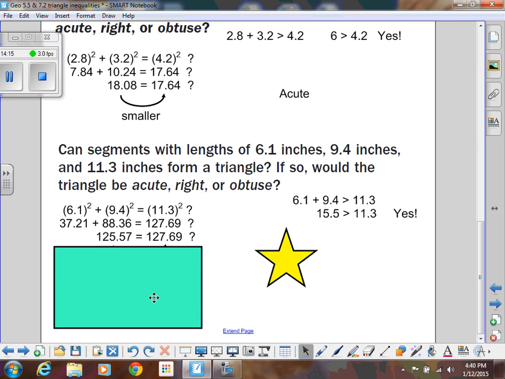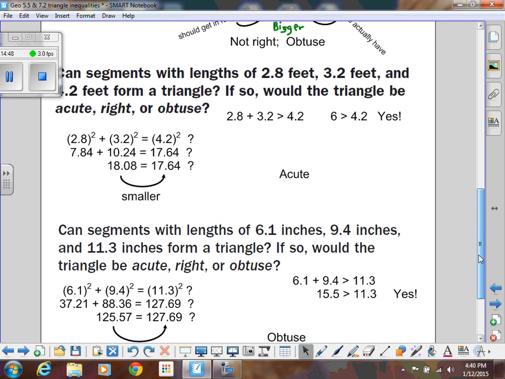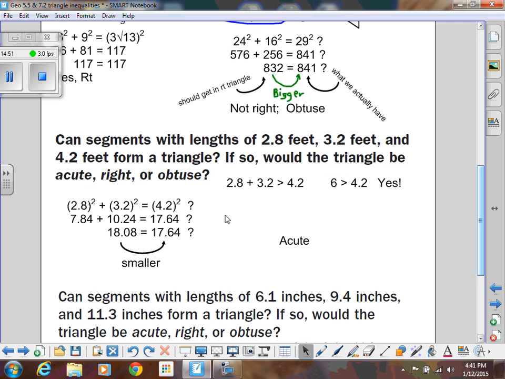And then here's what I get. I get very close. I get 125.57 is what it would be if it was a right triangle. And I get 127.69 was what I actually have with the numbers they gave me. So it's not quite equal. And notice that I would have to make this number bigger in order to get to where I am. So this is what the right angle should be, and what I actually have is bigger than that. So my angle has to be bigger than a right angle, which means that it's obtuse. So please rewind if you need to, go back and look at those, and we will review more of this in class.